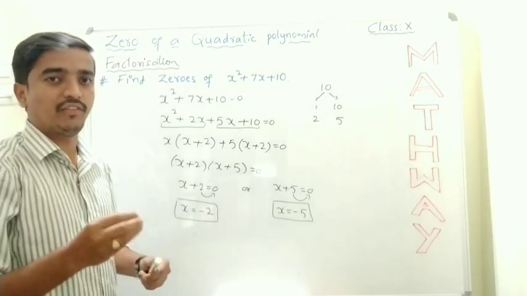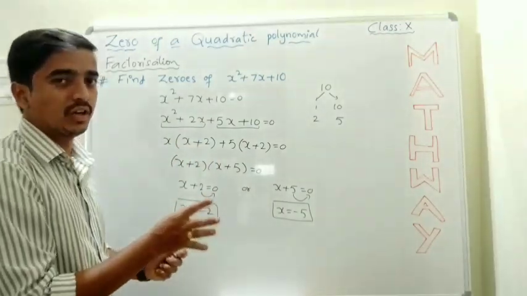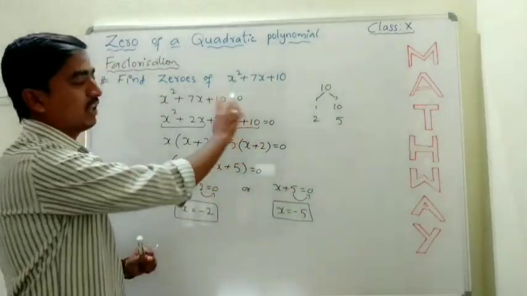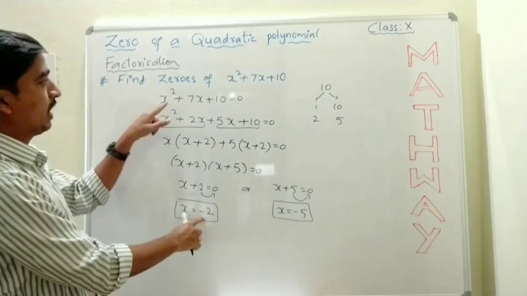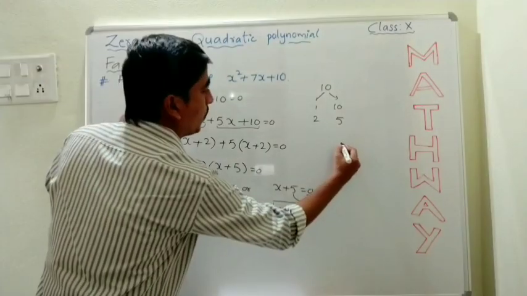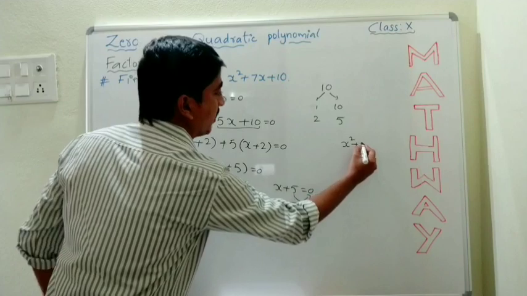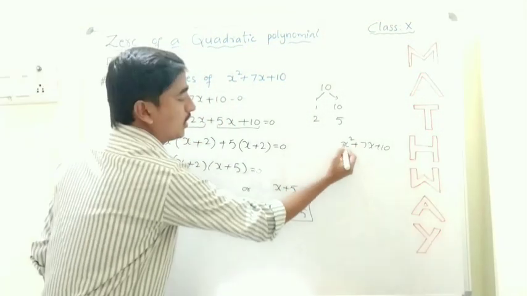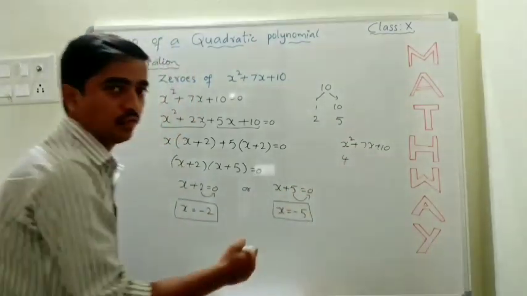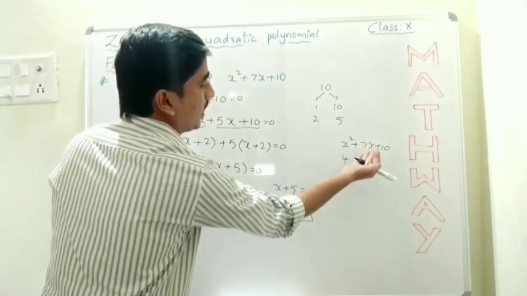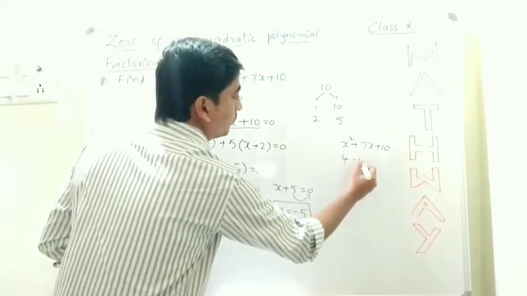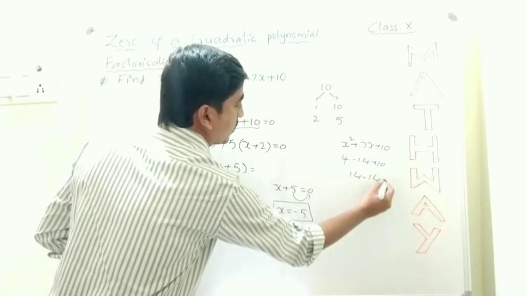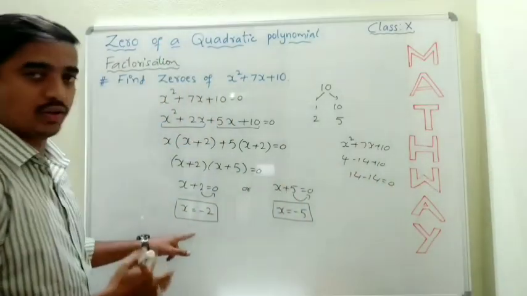We can verify whether these are the exact zeros or not. Simply substitute x is minus 2 in the polynomial and also minus 5 in the given polynomial. First substitute minus 2 in the given polynomial. The given polynomial is x square plus 7x plus 10. The x value is minus 2, so it is minus 2 square. Minus 2 square is plus 4. Then minus 2 into 7 is minus 14, plus 10. So 4 plus 10 is 14, and 14 minus 14 is 0. So we got 0. So minus 2 is the 0 of the polynomial.